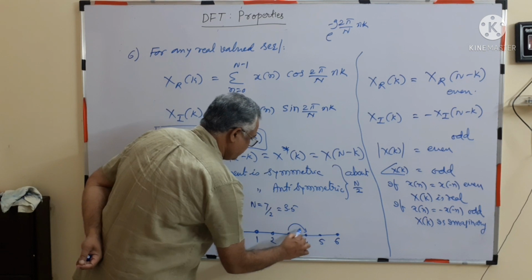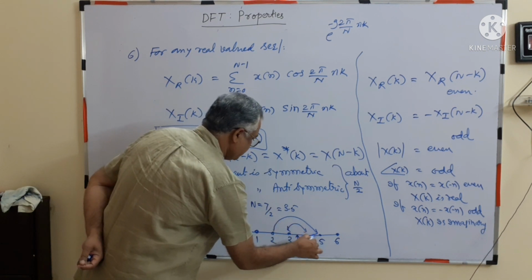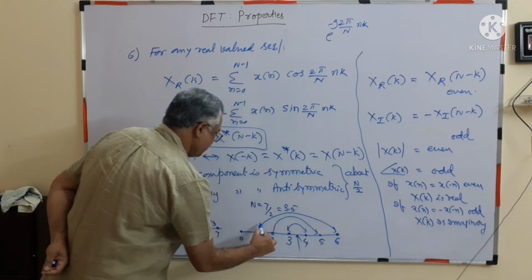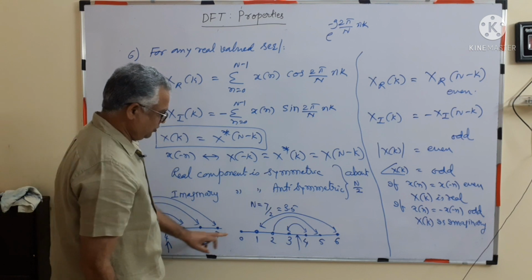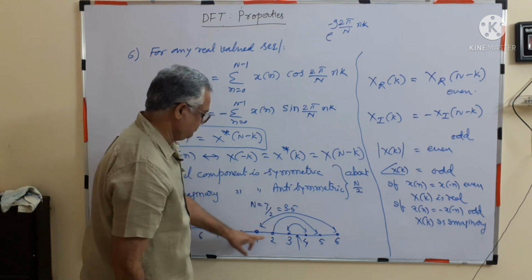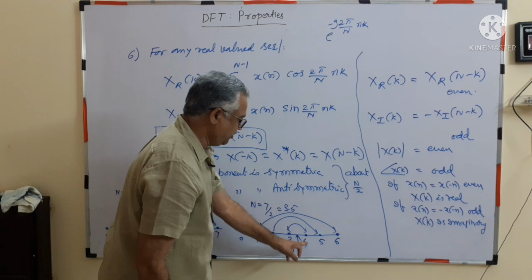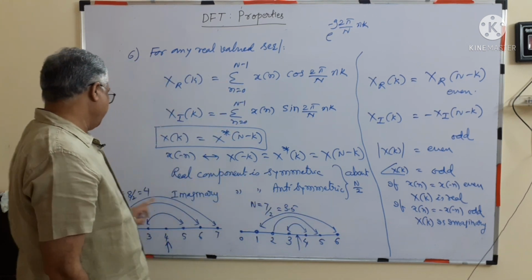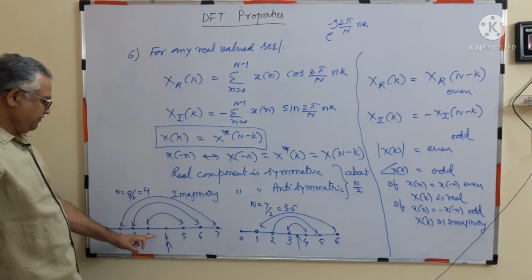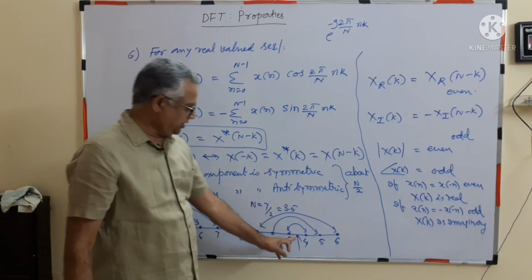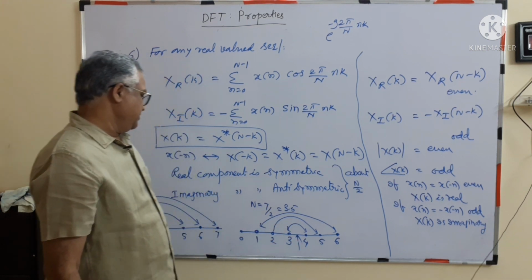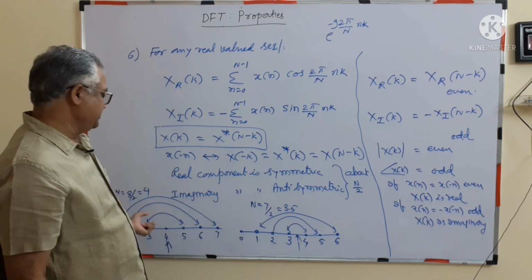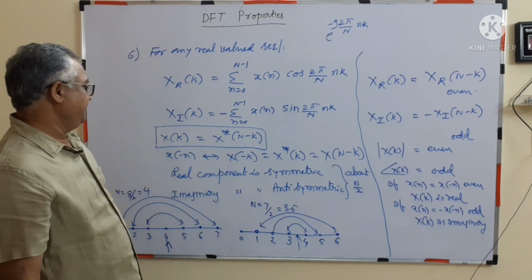So here 3 and 4 are complex conjugates, 2 and 5 are complex conjugates, 1 and 6 are complex conjugates. So you have to find 0, 1, 2, 3, which is enough to find 4, 5, 6. This is N equal to an odd number, here N equal to even. For even it is exactly at 4, but for odd here it is 3.5. So based on this N value, you can easily compute DFT values with the help of this property. Okay.